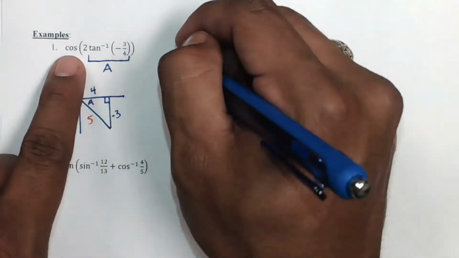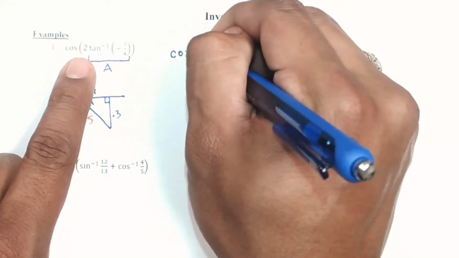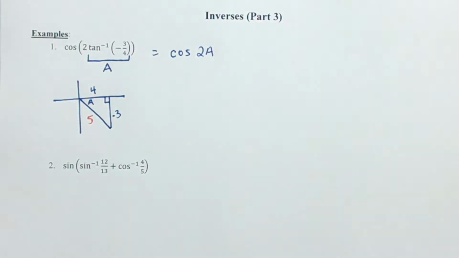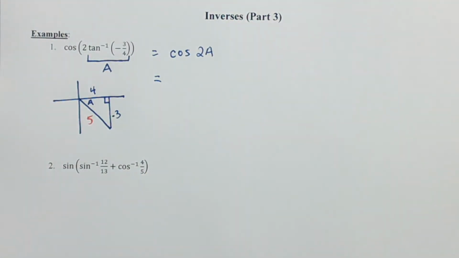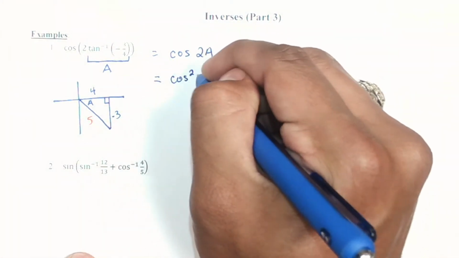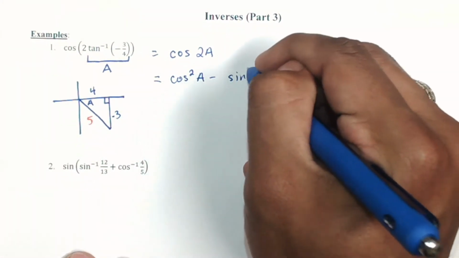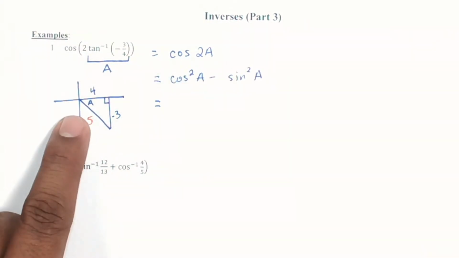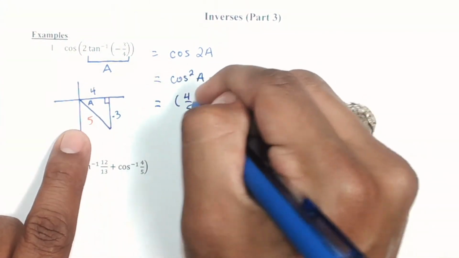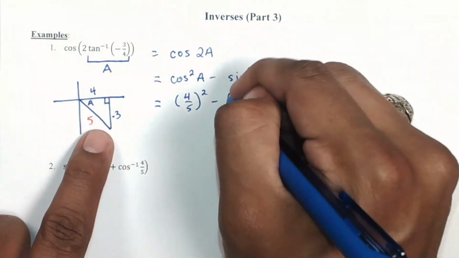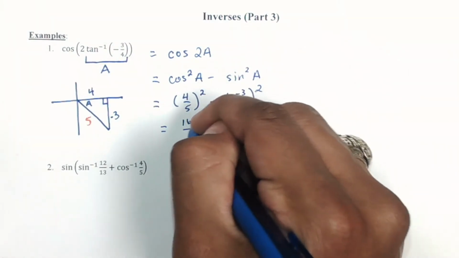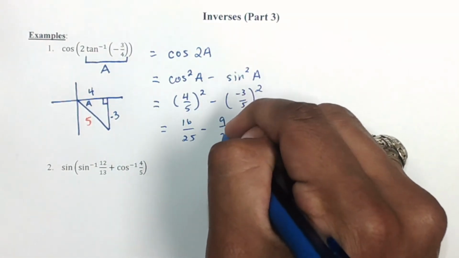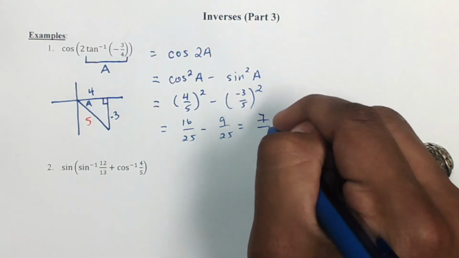So in other words, I can rewrite this as cosine of just 2A. Well, do you know what cosine of 2A is? Well, that's an identity. You have three choices to use. You could do either one of the three. And here, I'm just going to do cosine squared minus sine squared. So cosine here is 4/5, and I'm going to square that. Sine is negative 3/5, and square that. So we end up getting 16 over 25 minus 9 over 25, which gives us 7 over 25.